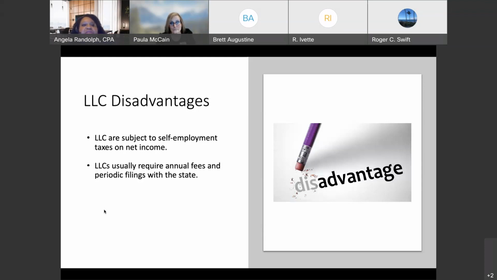And so LLCs usually require annual fees and periodic filings with the state. I mean, here in Texas, it's not overly burdensome, and you're only going to be paying fees if your gross receipts are above a certain amount. Now, other states may have, like I mentioned with California, annual fees and additional filings above and beyond what's required here in Texas.